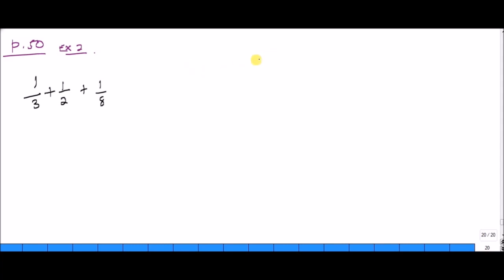Using prime factorization, we have 3, 2, and 8. Starting with 2. 2 cannot go into 3 without leaving a remainder, right? But 2 into 2 one time, and 2 into 8 will go 4 times. Let's continue with 2, because we have 4 here, and 2 could go into 4. 2 into 3, no, write it back. 2 into 1, no, write it back. 2 into 4 will go 2 times.